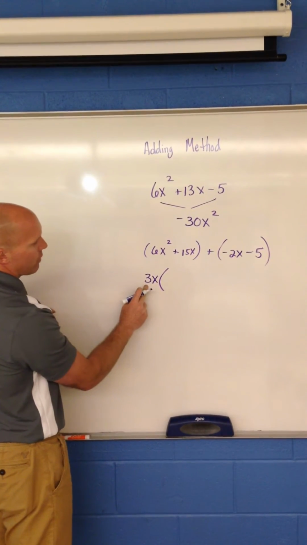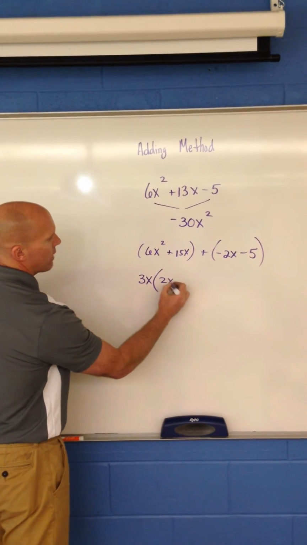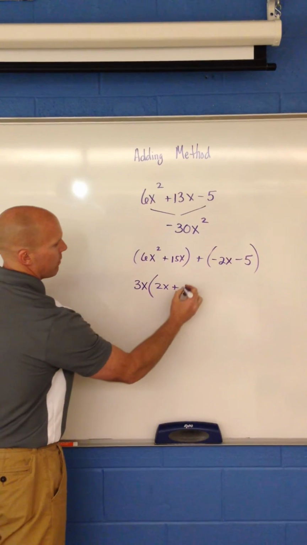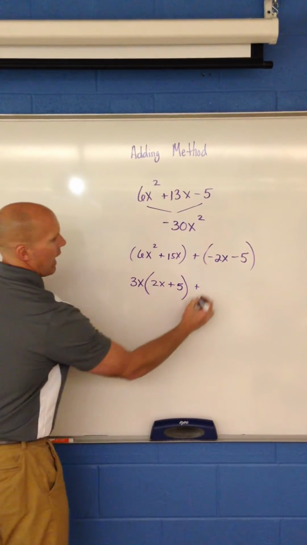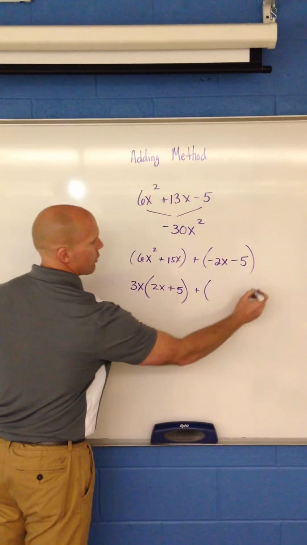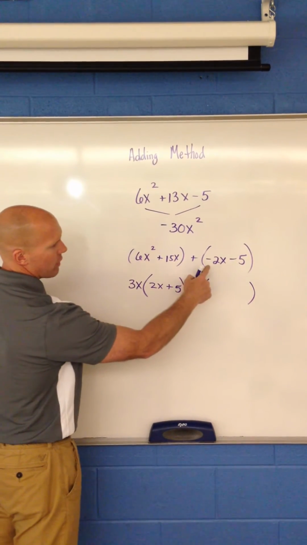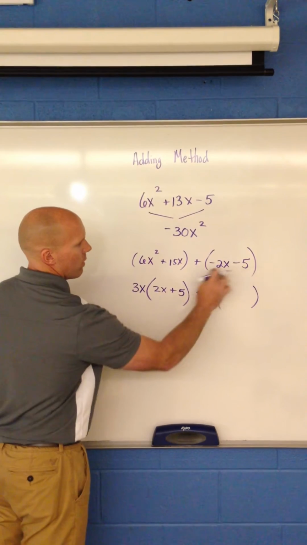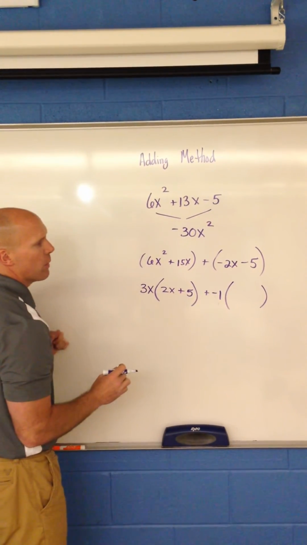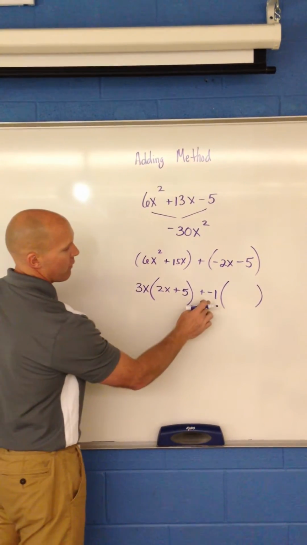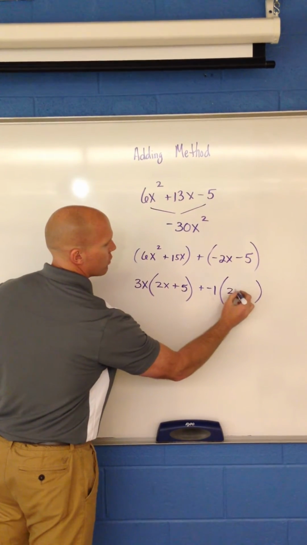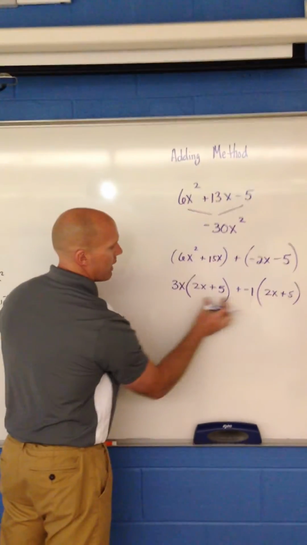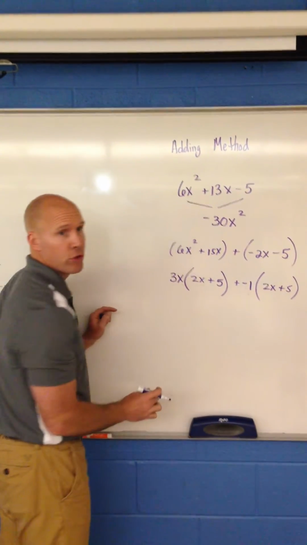And so when I factor out 3x, I'm left with 2x, my plus sign. I factor out a 3x from 15x and I'm left with 5. And then I factor out the greatest common factor here, which is actually just a negative 1. There are no common terms between negative 2x and negative 5 besides negative 1. So I factor out a negative 1, and that leaves me with 2x plus 5. The beauty of this method is these binomials will always be the same if you're doing it right.